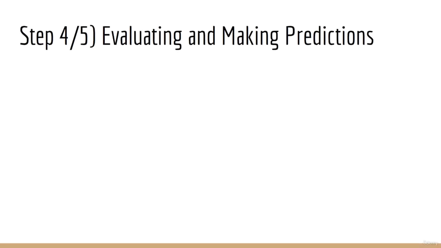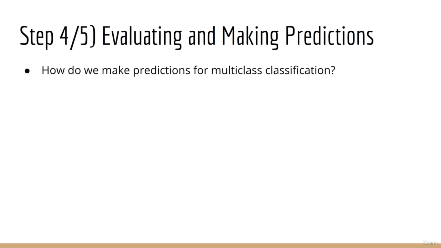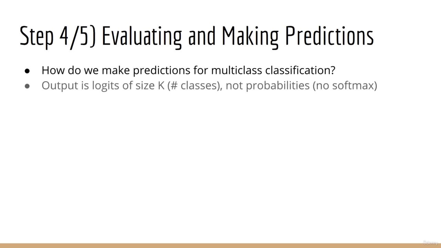Another complication is how we actually make predictions in the first place. Recall that we are no longer doing binary classification, so it's not a matter of just checking whether the output is greater than 0 or less than 0. Instead, the output is of size k, where k is the number of classes. As you know, these k outputs will theoretically be passed through a softmax function to give us the probability that the input belongs to each of these k classes. But do we need these probabilities? Well, just like with binary classification, the answer is no.